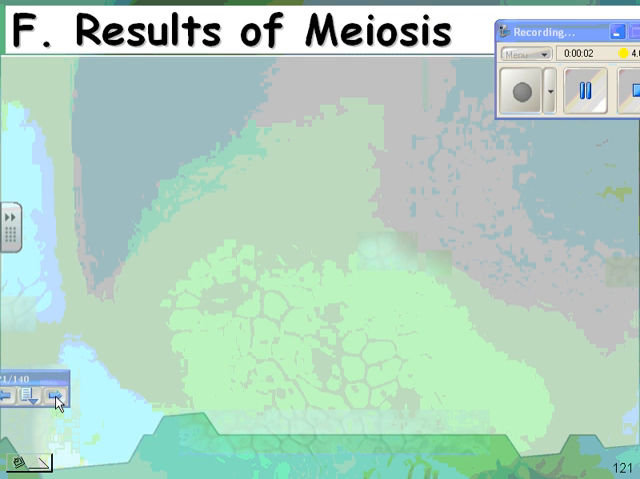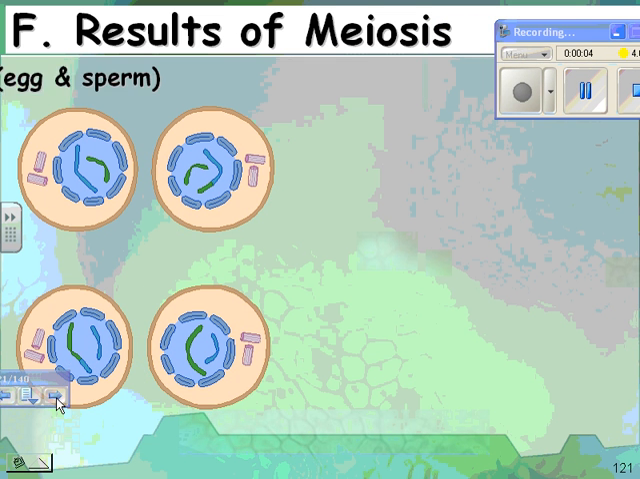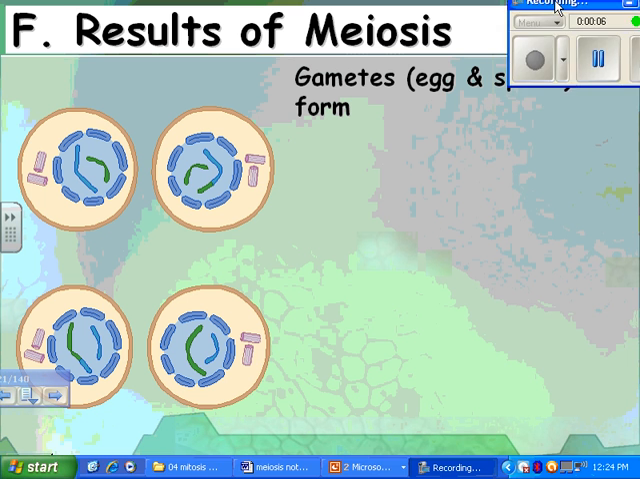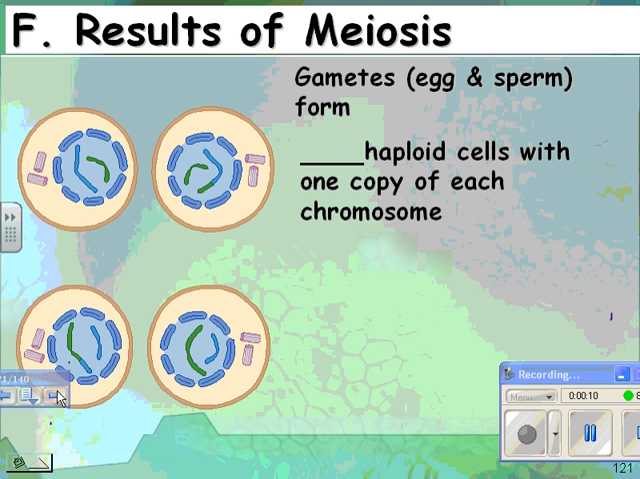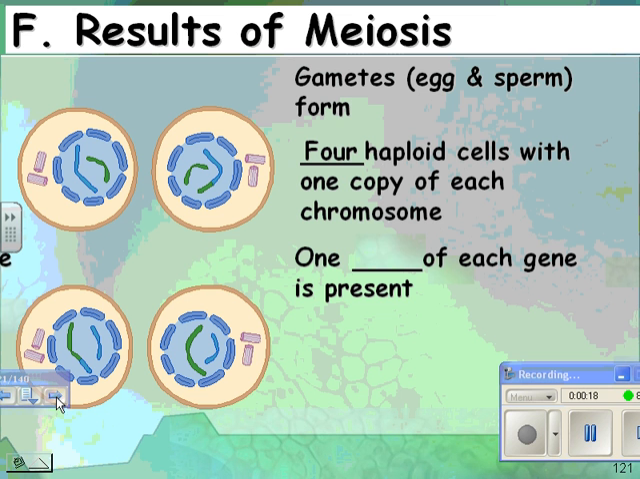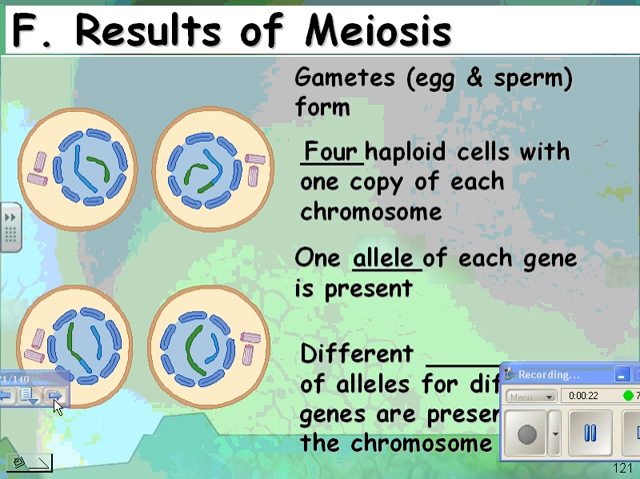Results of meiosis. So what you end up getting is 4 haploid cells. They are gametes, either egg or sperm, that are formed. So you get 4 haploid cells with 1 copy of each chromosome. So you don't have pairs anymore. 1 allele of each gene is present. They're not in pairs anymore.